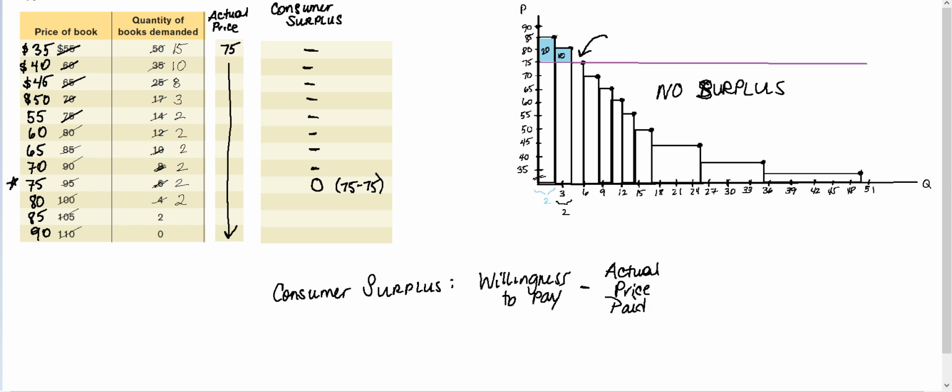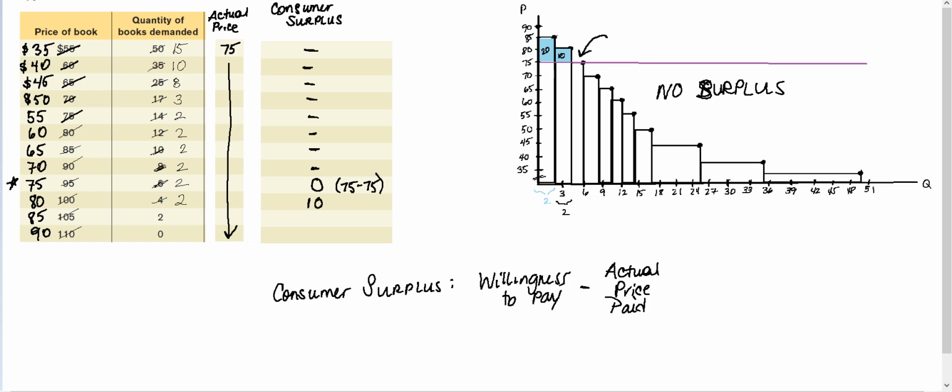Then at $80, now we have an actual calculation. We have two consumers who were willing to pay $80 for this book, and they actually got it for $75. So for each one of them, they spent $5 less than they were willing to pay for the book. So each one of them generated a consumer surplus. The market generated a consumer surplus of 5, and there were two of them. So we have a consumer surplus here of 10.